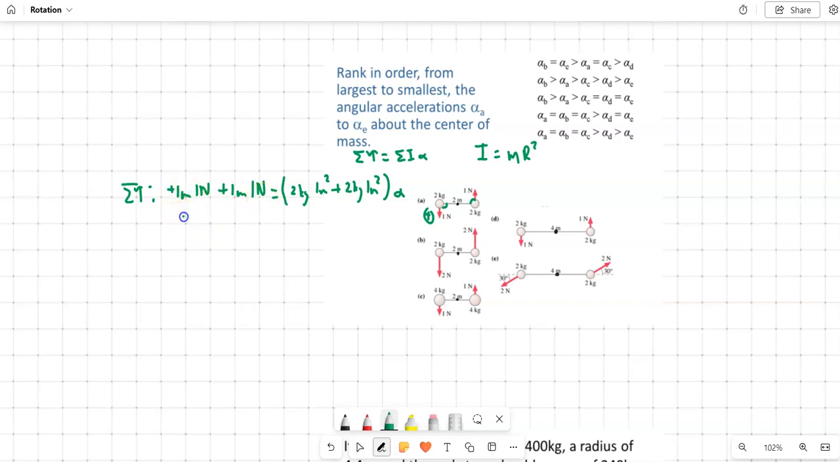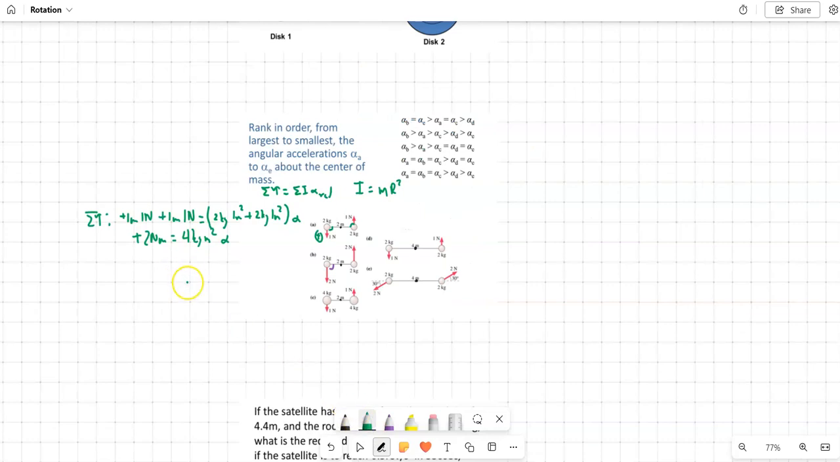So this torque here is going to result in 2 Newton meters. This moment of inertia is going to result in 4 kilogram meters squared times alpha. And so dividing both sides by 4, we get 2 Newton meters divided by 4 kilogram meters squared. So that's essentially 2 divided by 4, which is 1/2 a radian per second squared. And that's going to be our alpha for A.